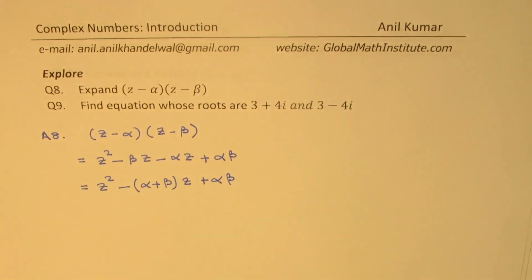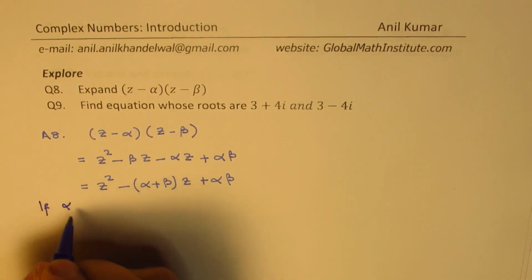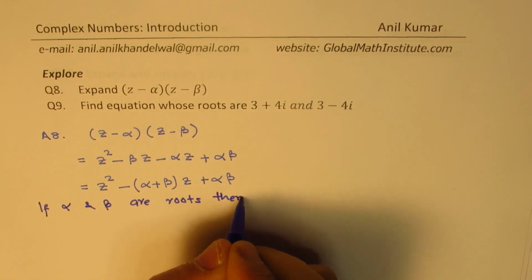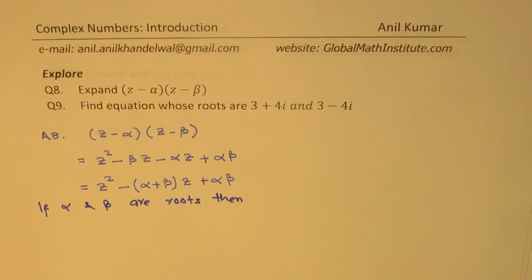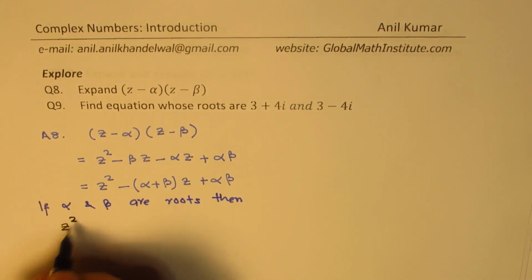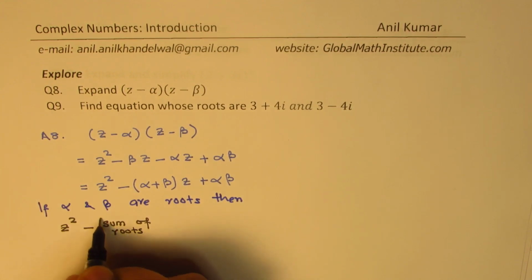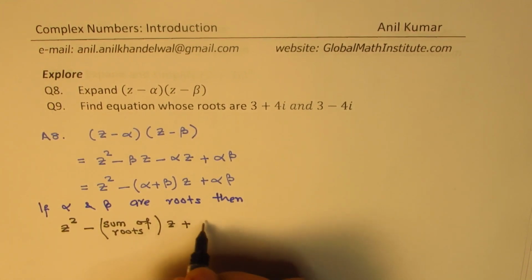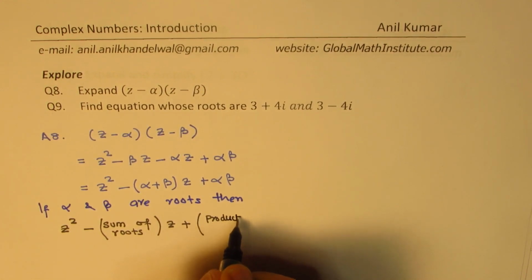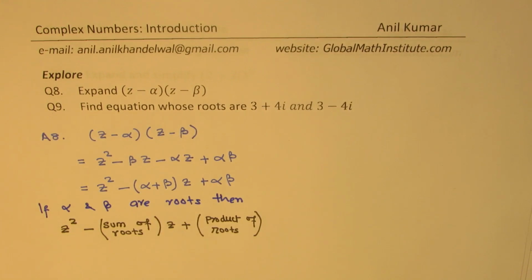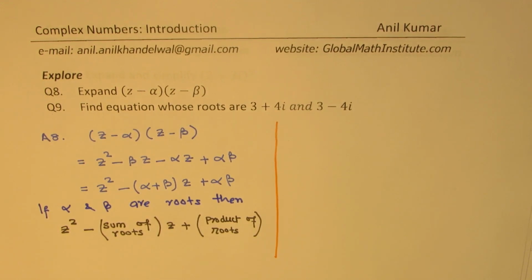Plus alpha times beta. So here, what you learn is that if alpha and beta are roots, then the equation could be written as z squared minus (sum of roots) times z plus product of roots. Is that clear? So that is how you would actually write the quadratic form of the equation knowing the roots.